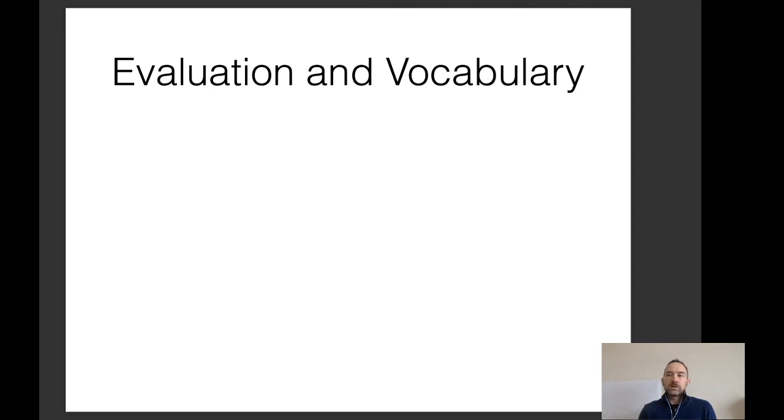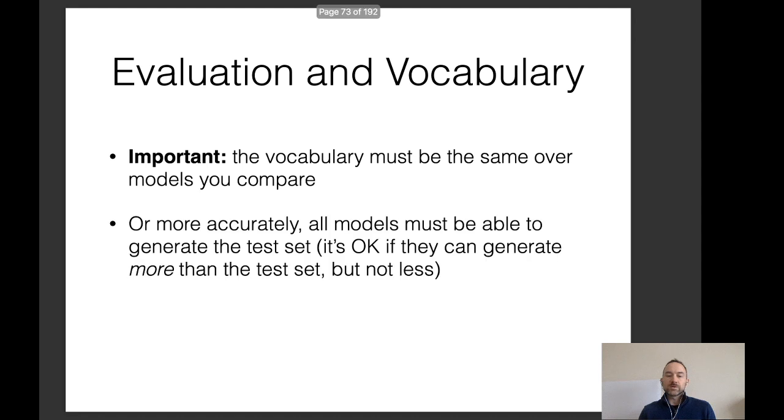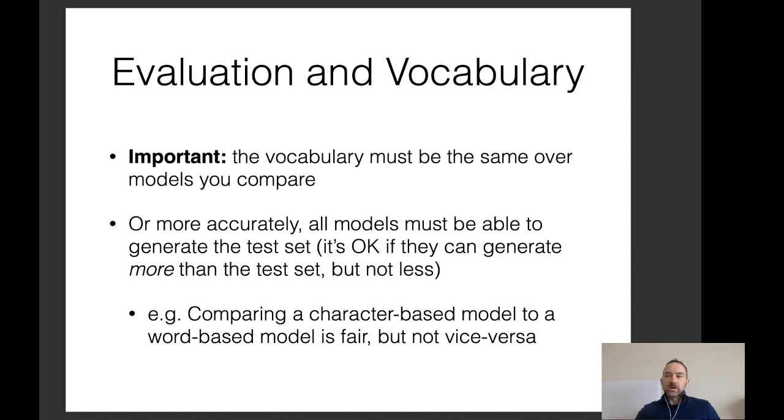Okay, and when you're evaluating a language model, one important thing to know is that the vocabulary must be the same over the models you compare. Or more accurately, all models must be able to generate the test set. It's okay if they can generate more than the test set, but not less. To take an example, let's say you have a vocabulary of 32,000 words, and you take every other word and replace it with an unknown word symbol. Then basically you're telling your model that it doesn't need to worry about generating these unknown words. However, if a character-based model was used to generate the words, that would be a little bit unfair to the character-based model, because it was being asked to generate even words that the word-based model had given up on by calling them an unknown word. So this is an important thing to know about if you're creating language models.